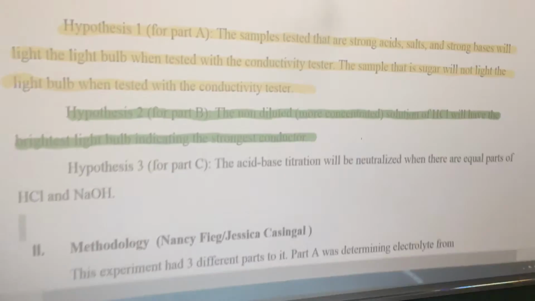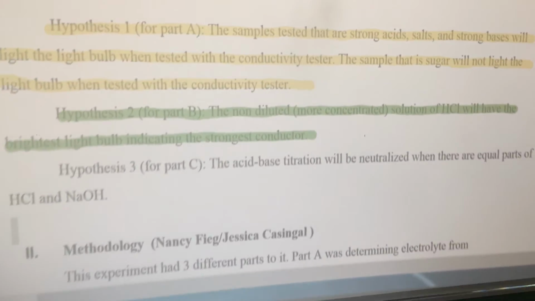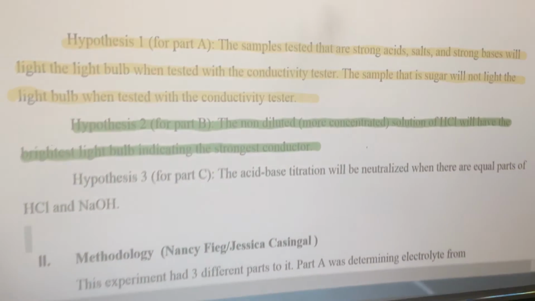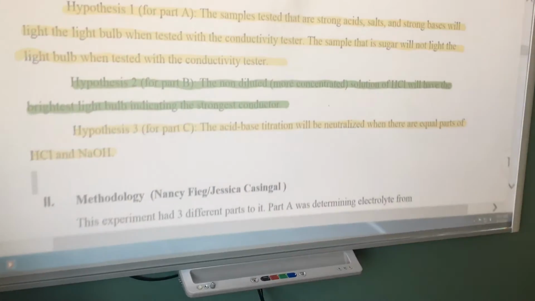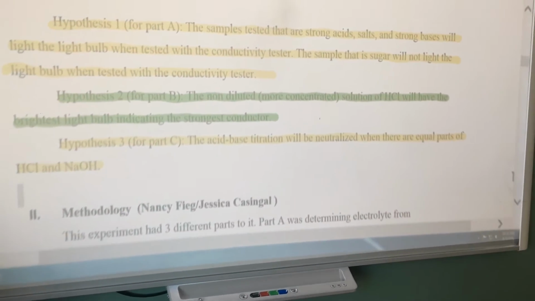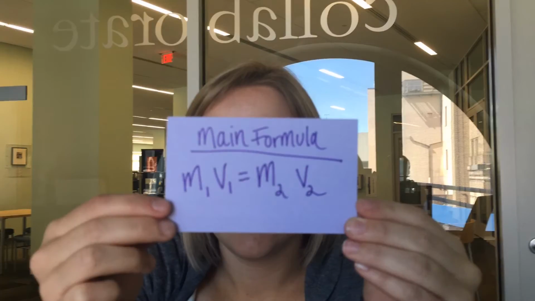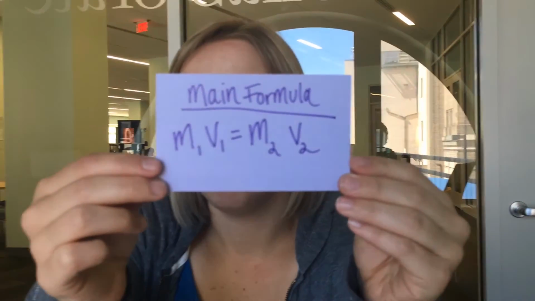Hypothesis 2 was for Part B. Hypothesis 2 was the non-diluted, more concentrated solution of HCl will have the brightest light bulb, indicating the strongest conductor. Hypothesis 3 for Part C, the acid-base titration will be neutralized when there are equal parts of HCl and NaOH. The main formula used in this experiment is M1 times V1 equals M2 times V2.